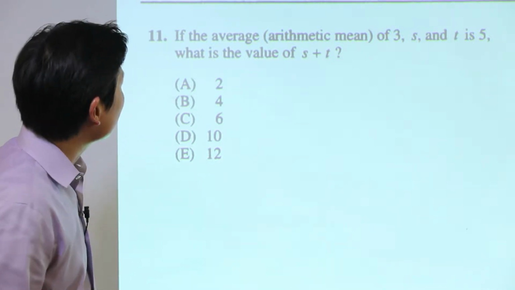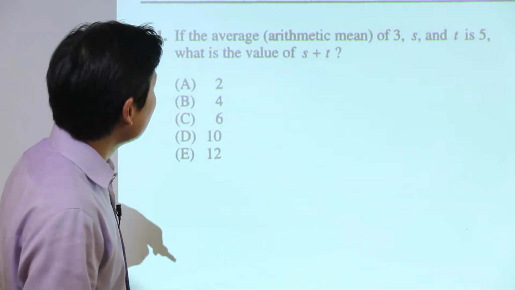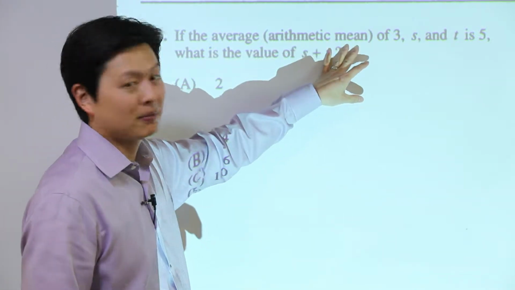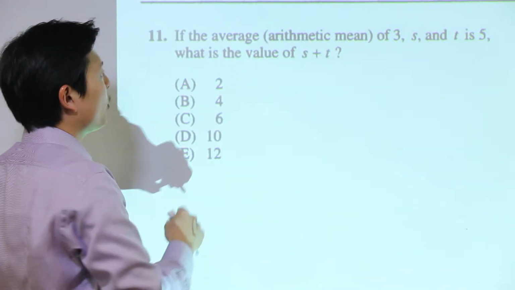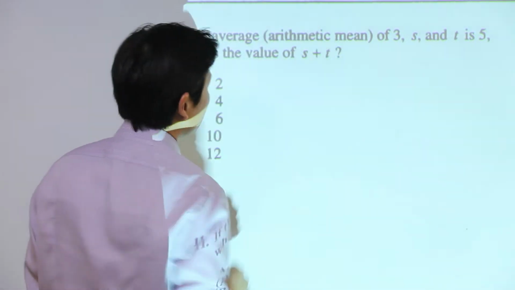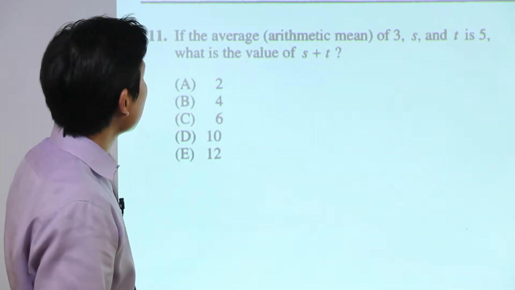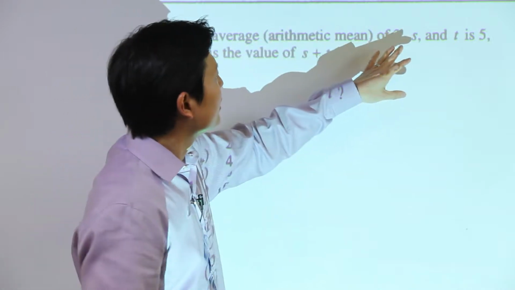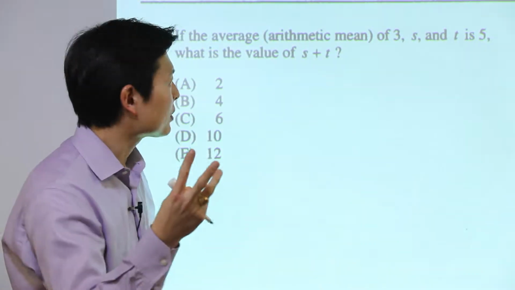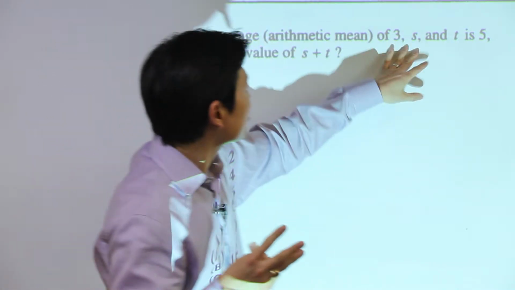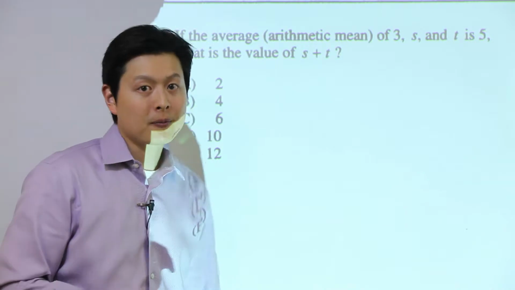Number 11 says, if the average, again, it's an average question, so an average, which is also called the arithmetic mean. There's no difference between the two. Whenever they say arithmetic mean, it means average. Whenever they say average, they mean the arithmetic mean. So they are synonymous. If the average of the following numbers, 3, S, and T, so they give us 3 different numbers, and they tell us that the average of these 3 numbers is 5, what is the value of S plus T?